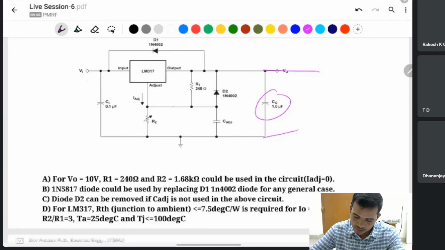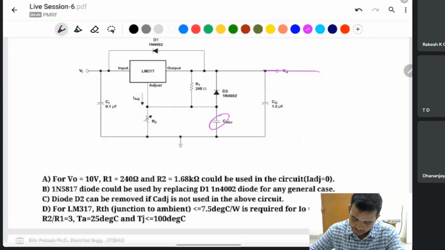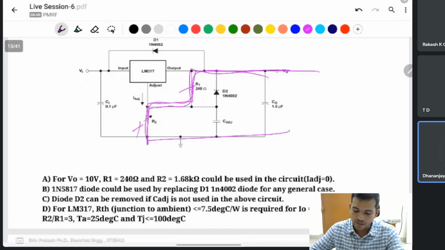Again, you need one more capacitor. Yes, sir. This one is present to make the output voltage constant and regulate it. If this one is not present, the input current is adjacent, then you can replace this one. Okay, remove this one. The output voltage is present like this. Correct. These two regulate the output voltage.